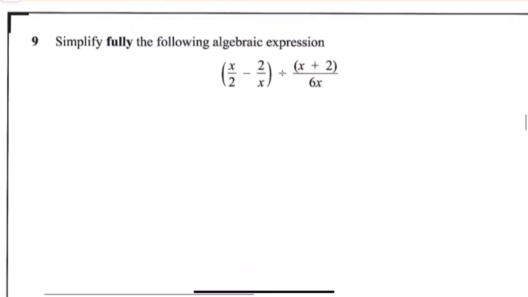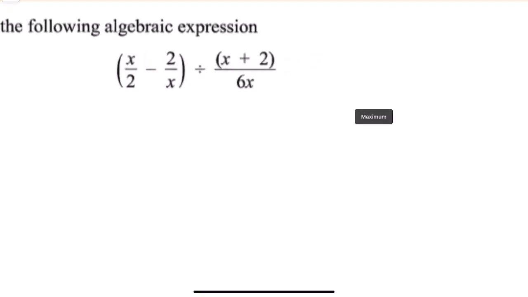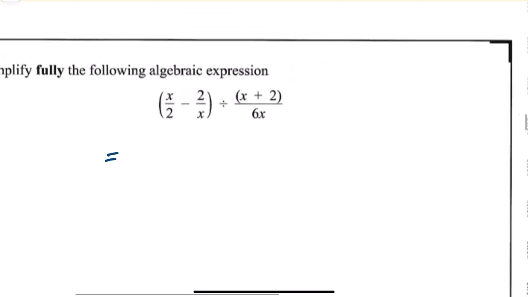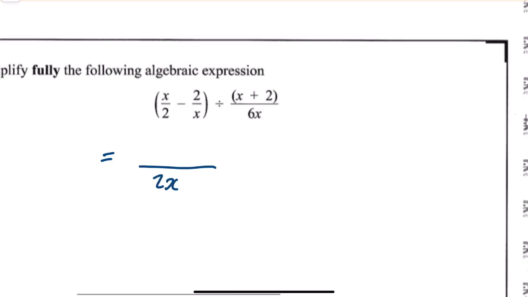Okay, this one says simplify fully the algebraic expression. So let's just look at this here. We'll sort out this bracket first of all. Going to take a common denominator of 2x inside the bracket. That will become x squared minus 4 then. And then that's being divided by x plus 2 over 6x.